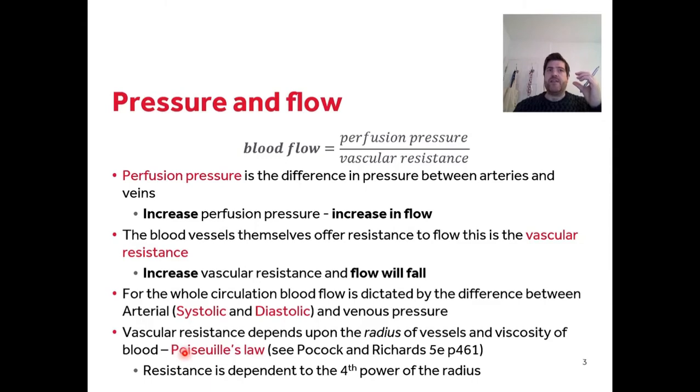This follows what's called Poiseuille's law, which might be familiar to anyone who studied physics before, but it's really important here. You can also look at Pocock and Richards on page 461 for a description of Poiseuille's law. This is important because resistance is dependent on the fourth power of the radius. What that means is if there's a very small change in the radius, then there's a huge change in flow. Again, a small change in diameter of a blood vessel will massively change the amount of flow.